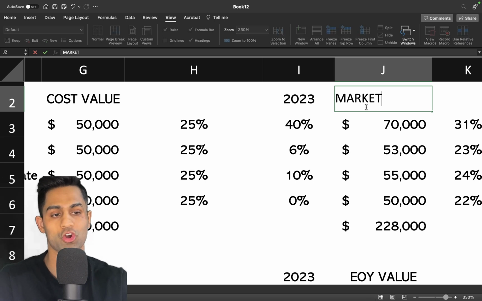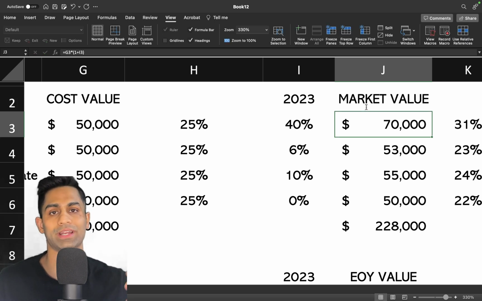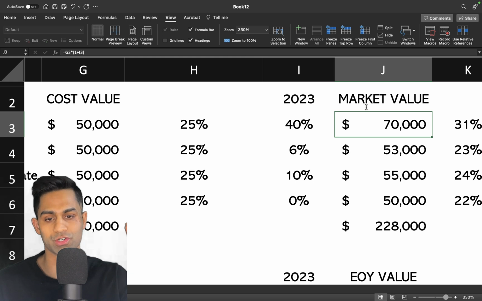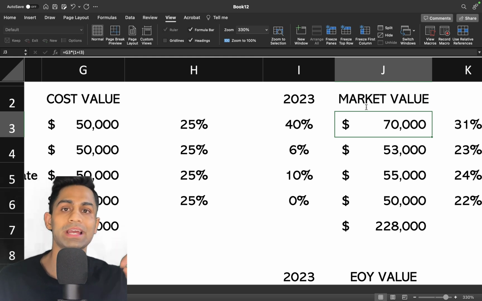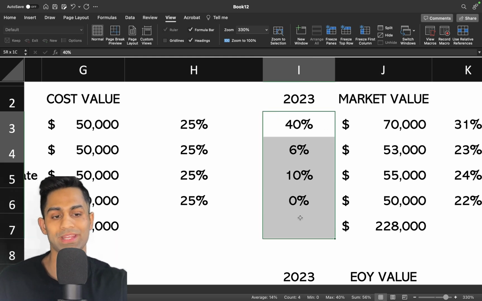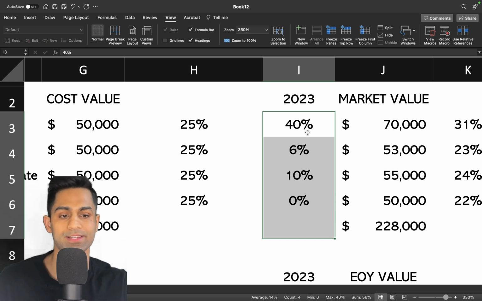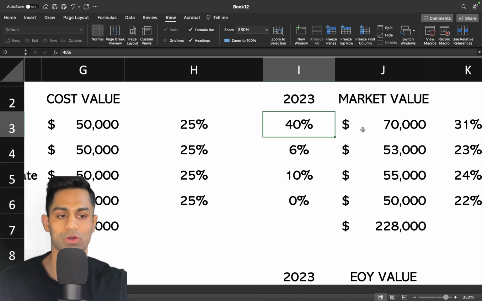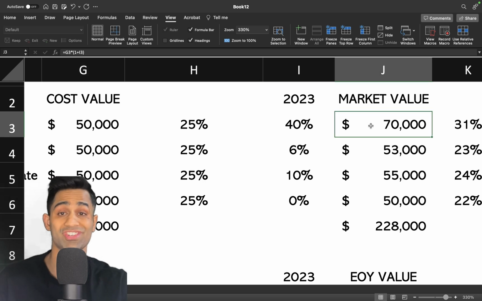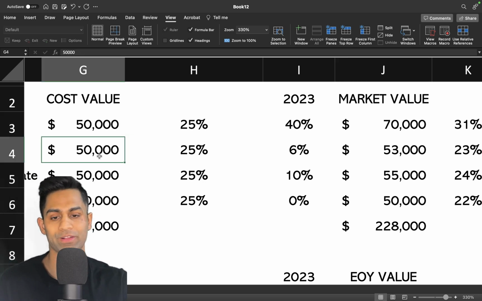Or in other words, you can call this the end of the year value, right? This is what the values of your stocks, bonds, cash, and real estate is going to be at the end of this year, 2023, if of course we see these hypothetical gains for these assets. So 40% growth is going to turn your $50,000 into $70,000.